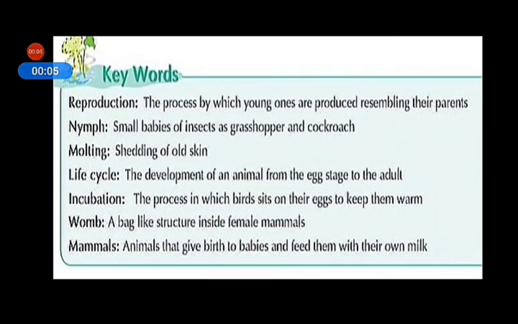Now have a look to the keywords of this chapter. Reproduction, the process by which young ones are produced resembling their parents. Then nymph, small babies of insects as grasshopper and cockroach. So small babies of insects are called nymph. Molting, it is shedding of old skin. Then life cycle, the development of an animal from the egg stage to the adult. This cycle is called life cycle.